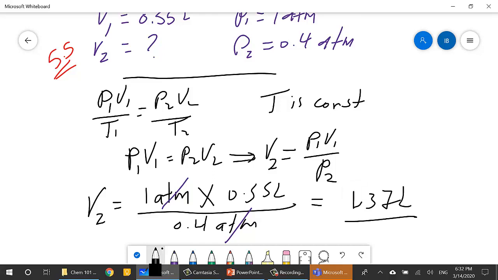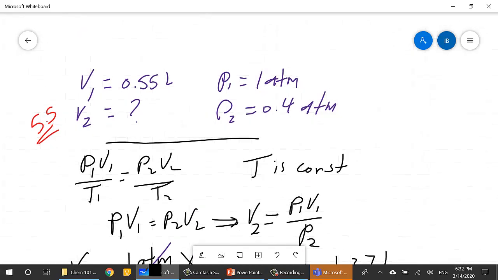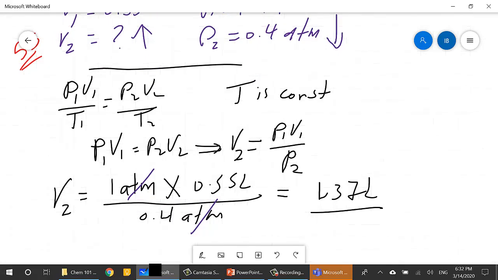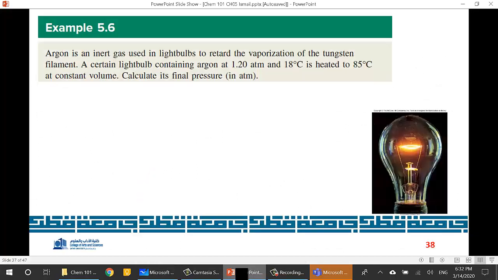liter. Now let's think about our answer. Does it make sense? So here we have a volume of 0.55 liter at 1 atmosphere. I'm decreasing the pressure, so the volume should increase, and this is what happened. The volume increases to 1.37. So always think about the common sense of your answer, and whether it makes sense or not. Okay, so let's move on to the next example.